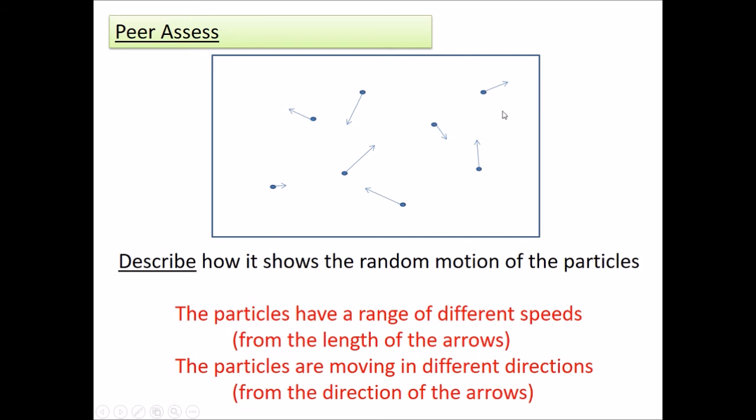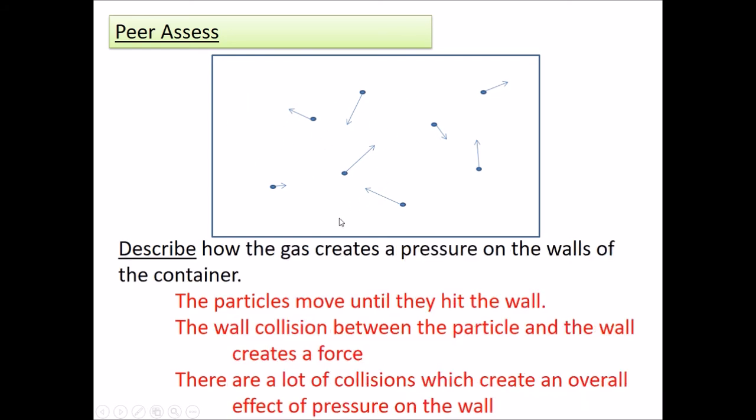Okay, the overall velocity of the gas is 0, so the gas won't all end up, the particles won't all end up at one end. Okay, they're moving around randomly, so on average they stay where they are.